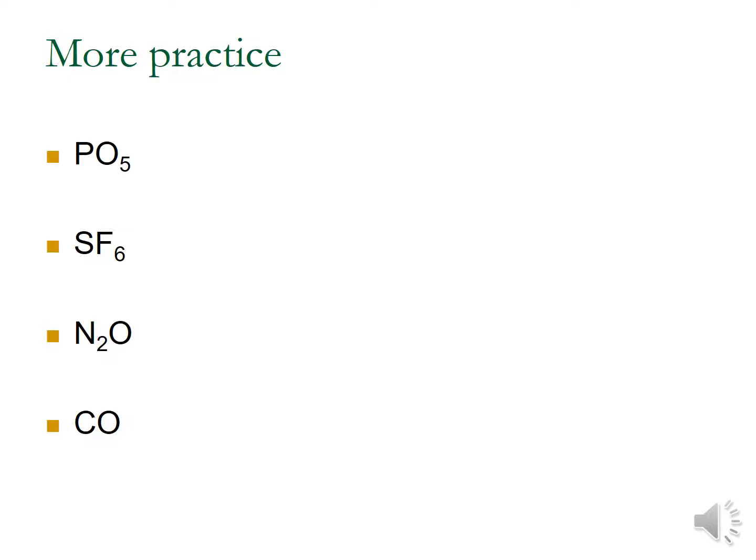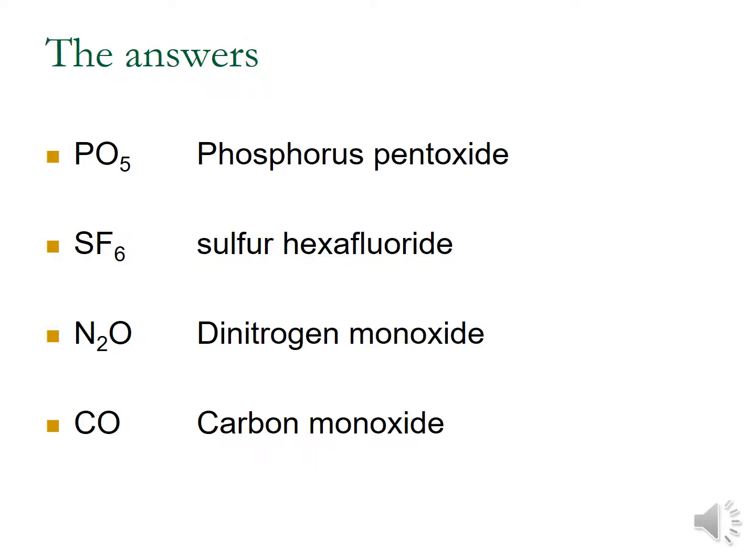P2O5, notice once again, phosphorus, so we drop the mono. Phosphorus pentoxide. 1 sulfur, 6 fluorines, sulfur hexafluoride. 2 nitrogens, 1 oxygen, dinitrogen monoxide. 1 carbon, 1 oxygen, carbon monoxide. Notice we keep the mono on the second element. So that's how we would name these 4.